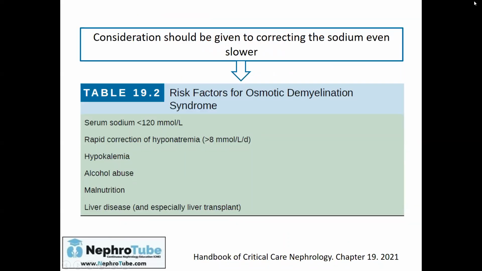Who are the patients at risk for osmotic demyelination syndrome? In these patients, correction of sodium should be given at a slower rate. Patients with serum sodium less than 120, patients with rapid correction of more than 8, patients with hypokalemia, and we said to take care because treatment of hypokalemia will increase serum sodium, alcohol abuse, malnutrition, and patients with liver disease.